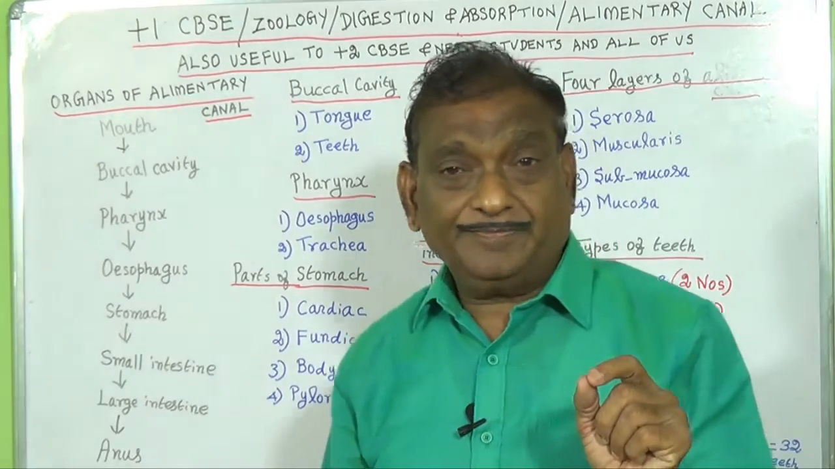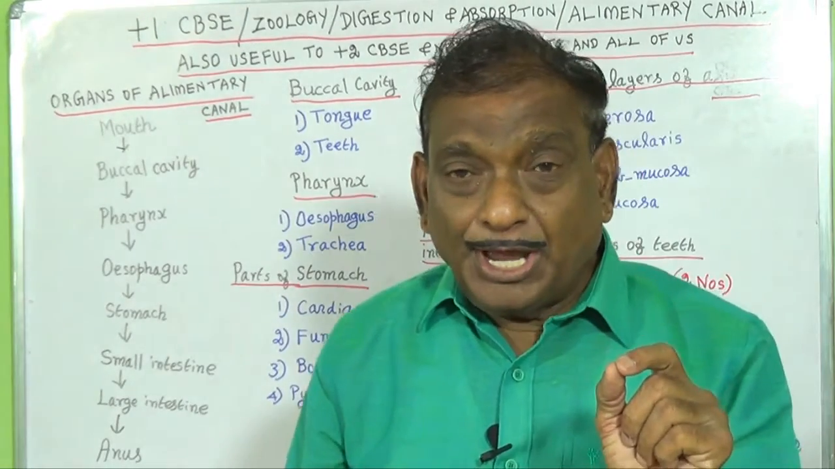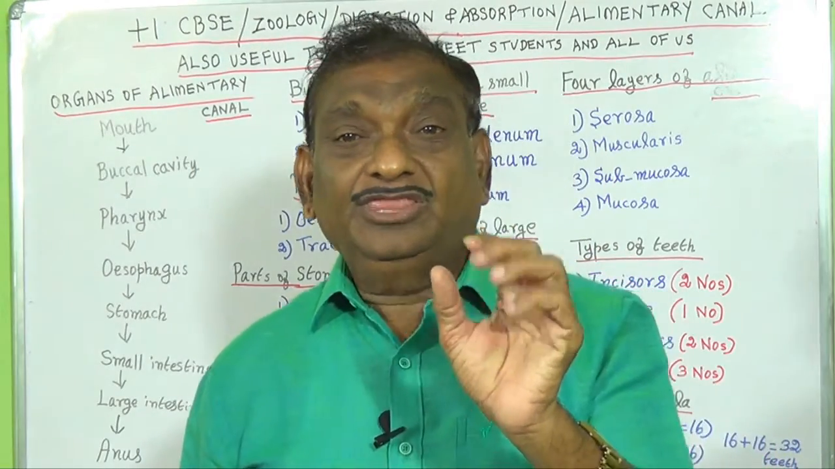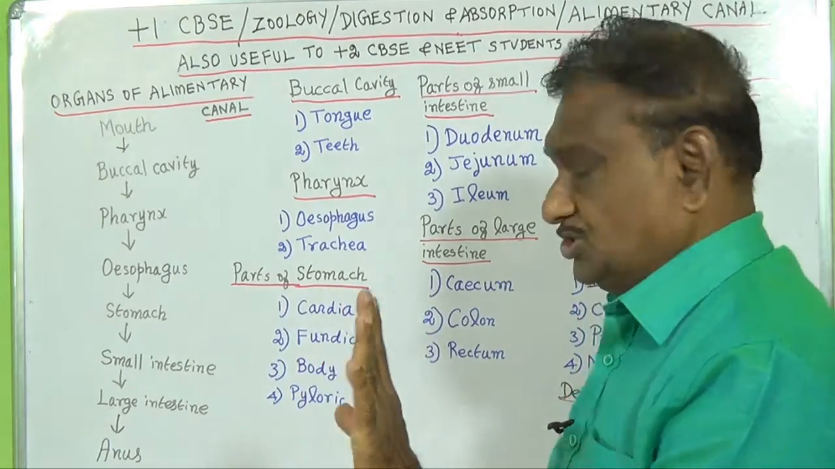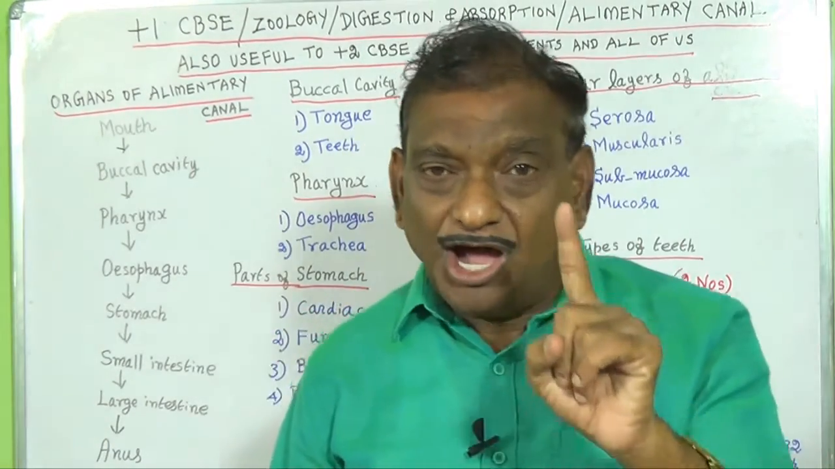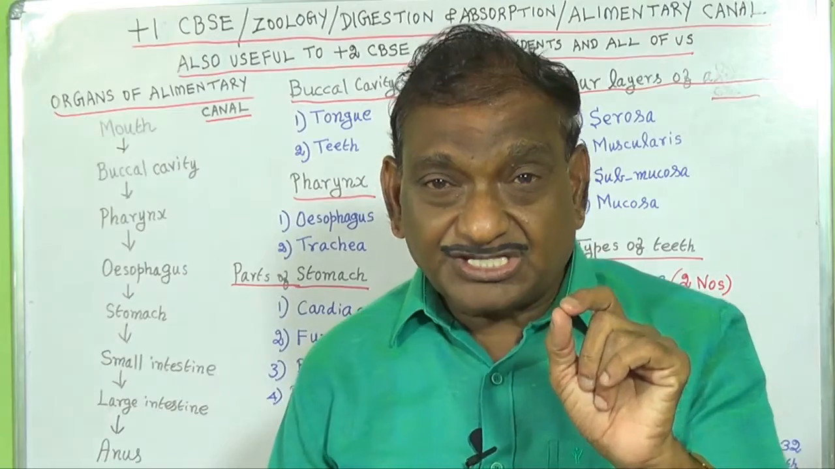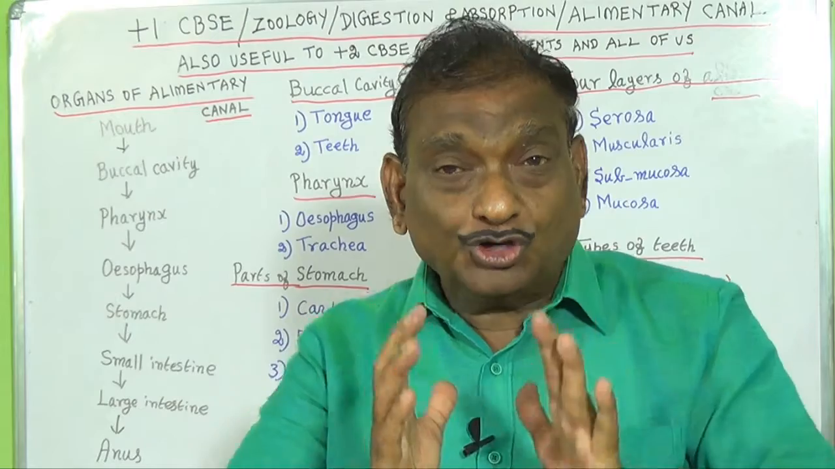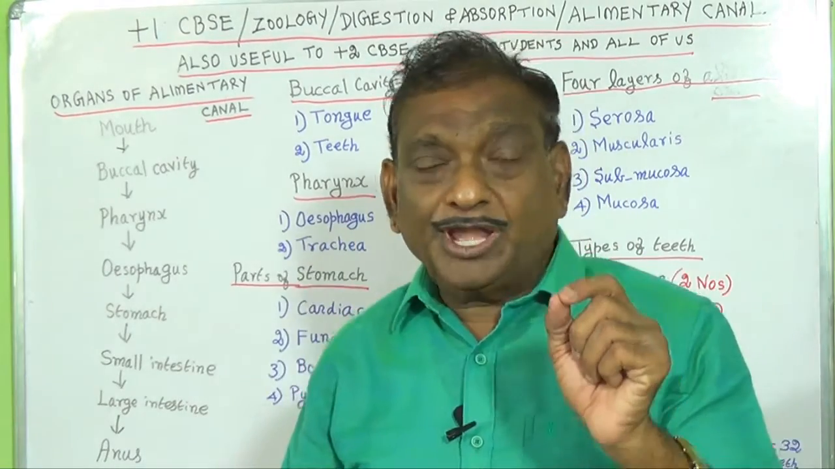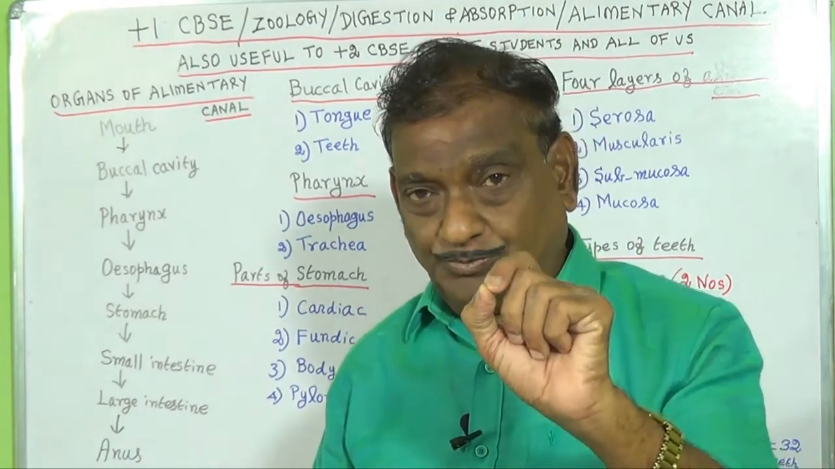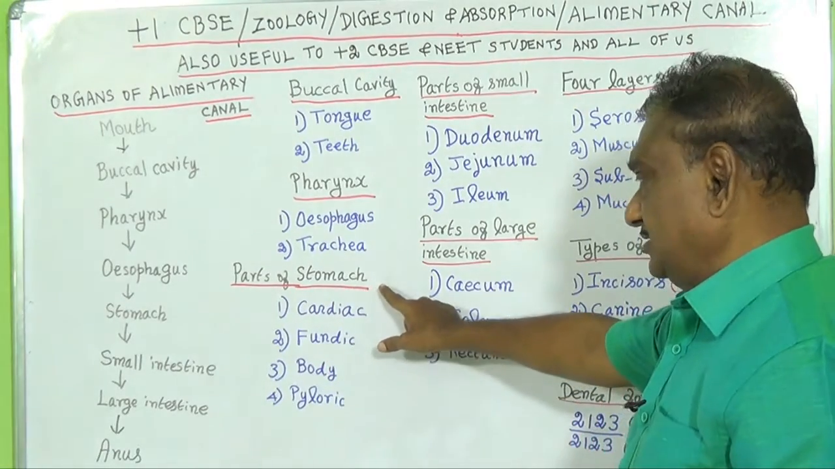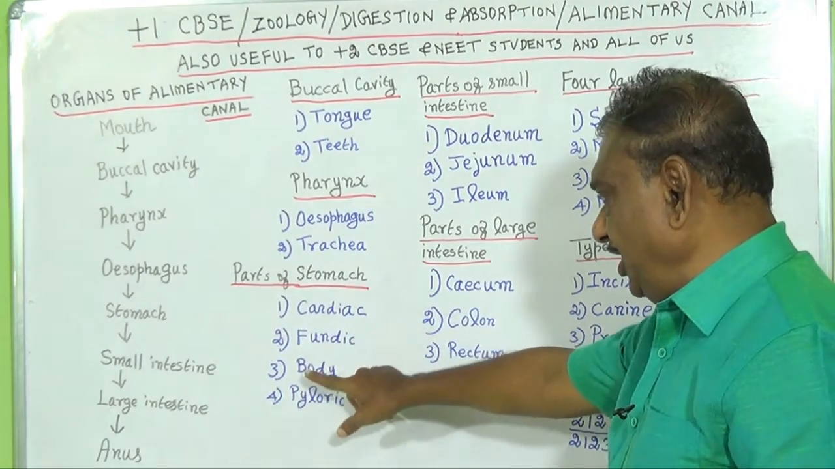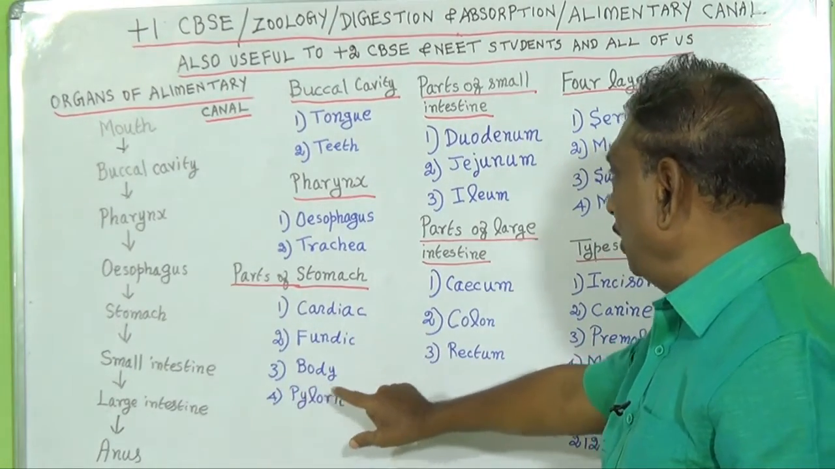Then coming to the parts present in the stomach. In the stomach there are 4 parts. One is cardiac, the second is fundic, the third is body, the fourth is pyloric. You can also see these details on the board. Parts of the stomach: 1 cardiac, 2 fundic, 3 body, 4 pyloric.